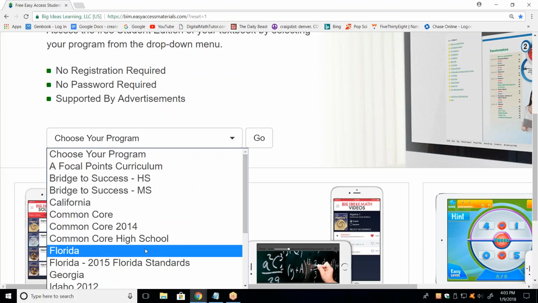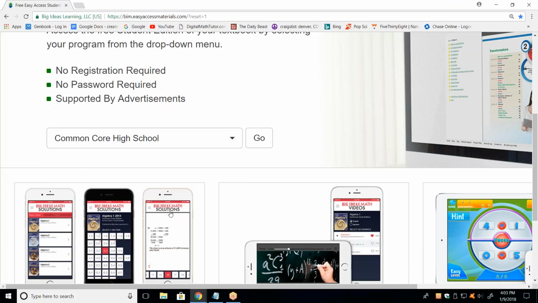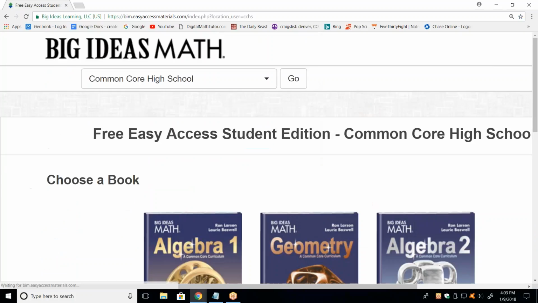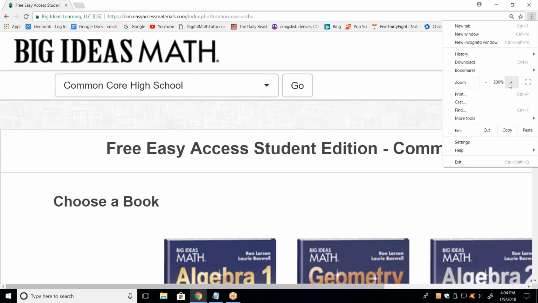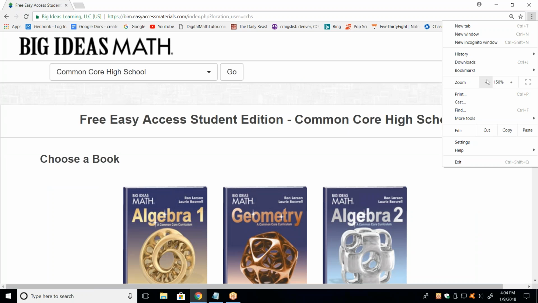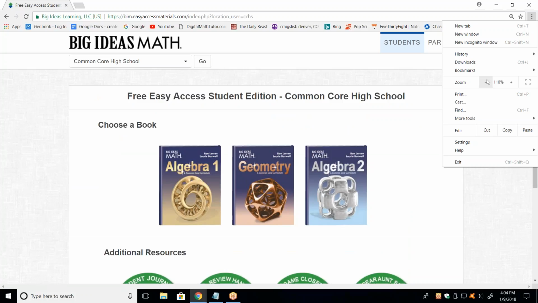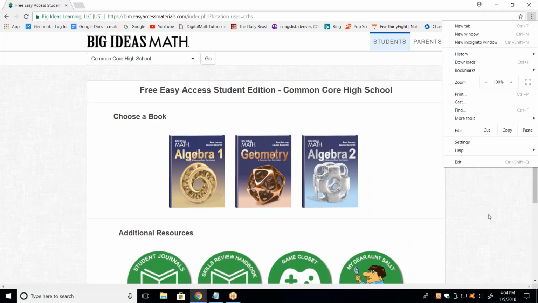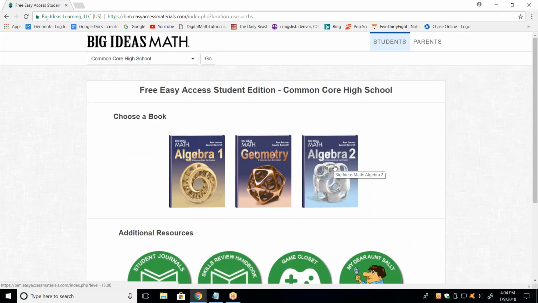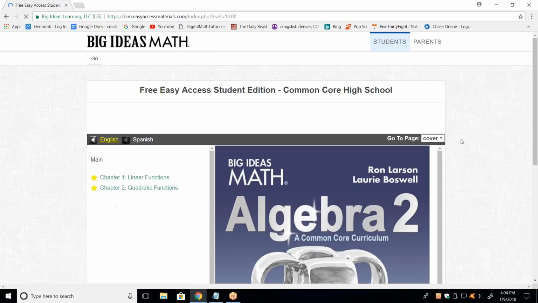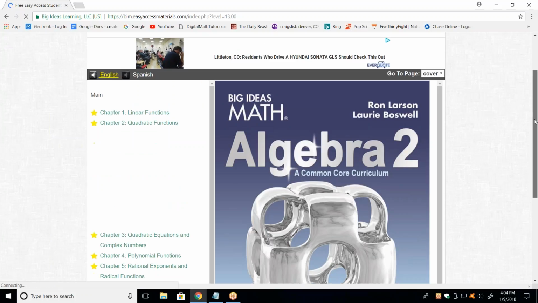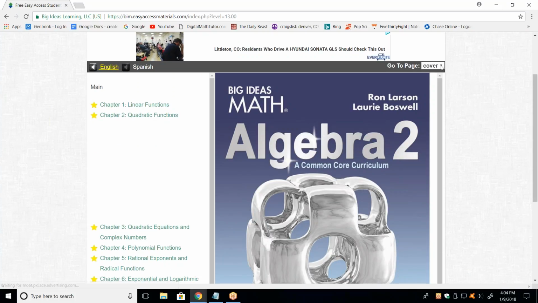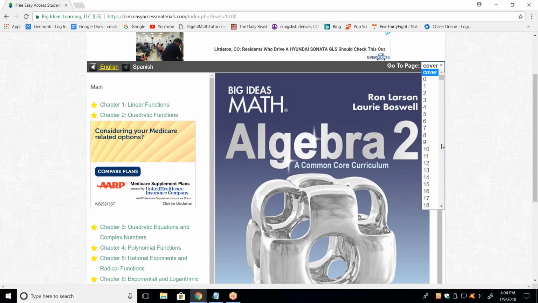Okay, and let's go through this. Common Core High School. This is the one where I've got to reduce my screen size, otherwise it doesn't work. Okay, so now if I go to Algebra 2, it shows me where to go to. And what was the page number again? 254? 241. Okay.